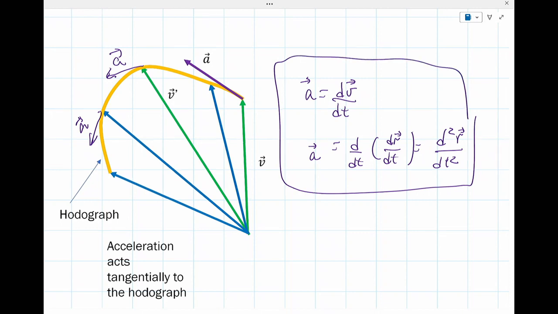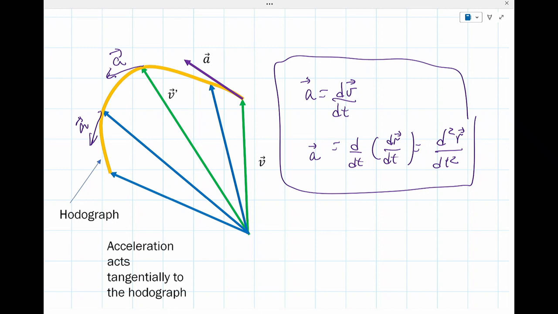And just in case you're wondering, you're not expected to draw hodographs. What you are expected to know, and what is important, is that they're not tangential. Acceleration is not tangential to the path. Everything else will be fine.